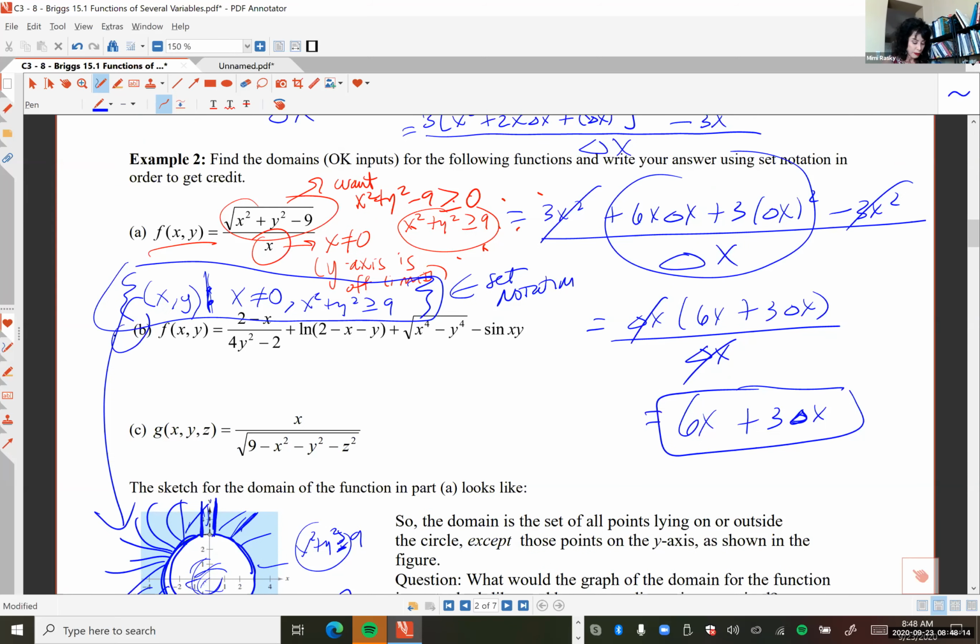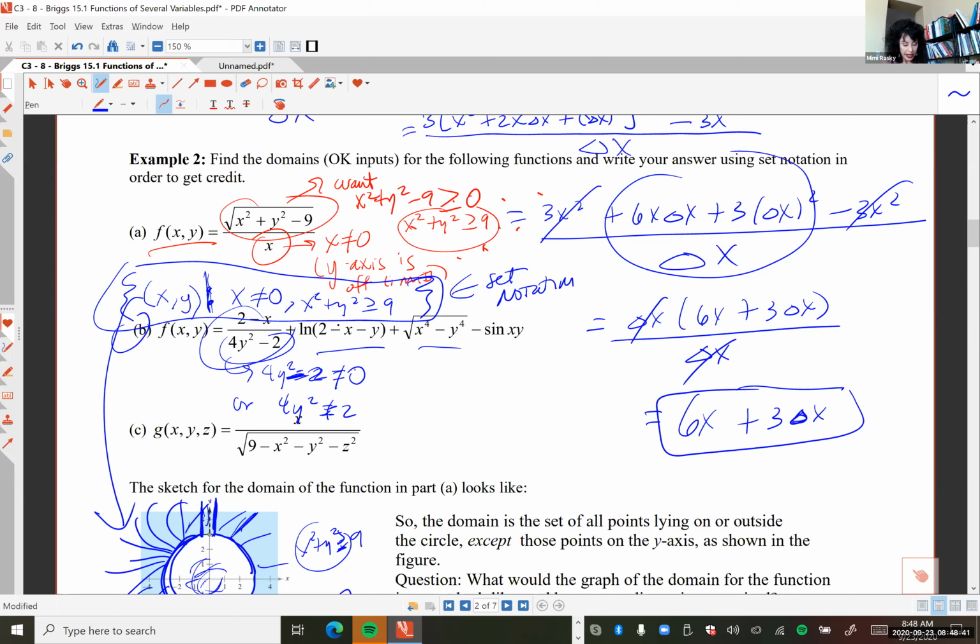Okay, let's do letter B. It's harder. So what about this one? You've got all these different problems and issues. So let's address the issues one by one. First off, we don't want this term's denominator to equal 0. So 4y squared minus 2 not equal to 0. So that's one issue. And you could write it like that, or you might see it written where they add 2 to both sides. So 4y squared not equal to 2.